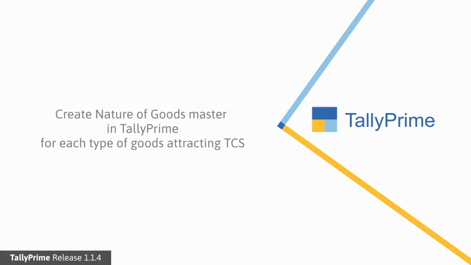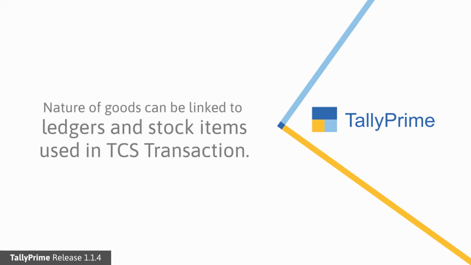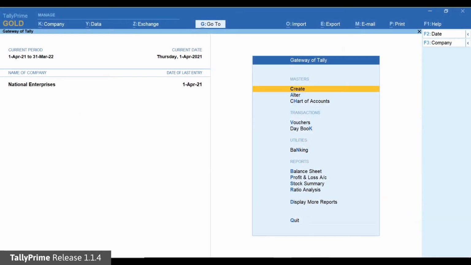You can create nature of goods master and set tax rate, type of calculation and threshold limit. This nature of goods can be linked to any master that will be used in TCS transaction involving that particular nature of goods. It can be linked in the buyer ledger, TCS stock items, TCS sales ledger and the TCS duty ledger. Let us look at the process to create masters and link them to the nature of goods.